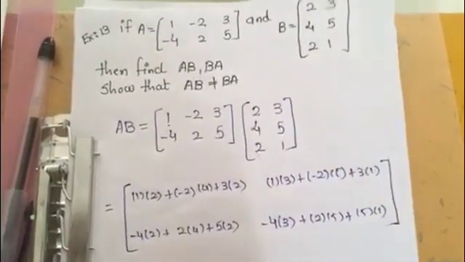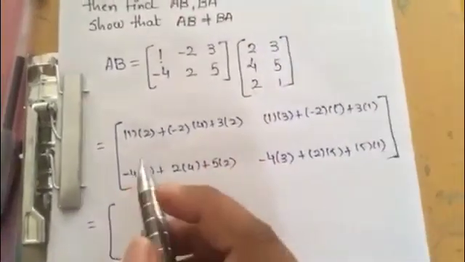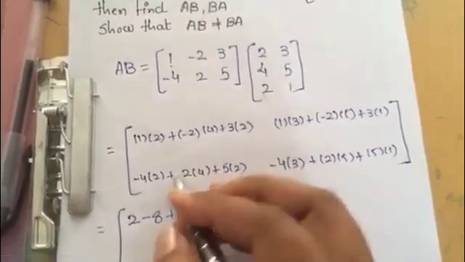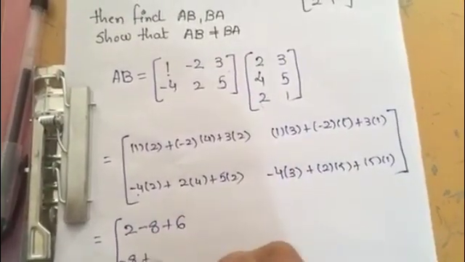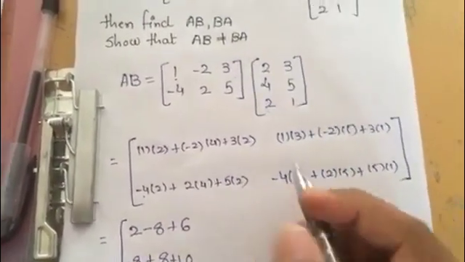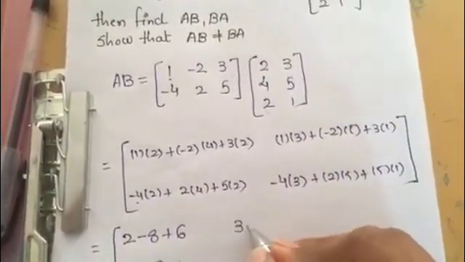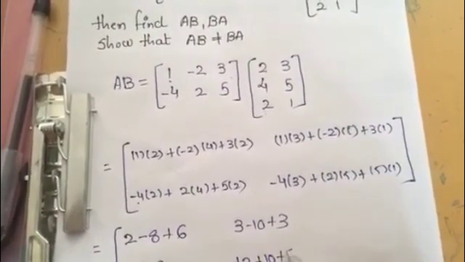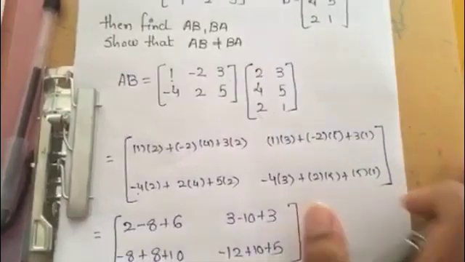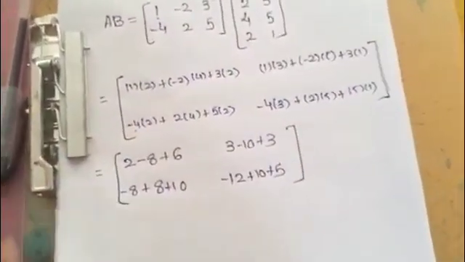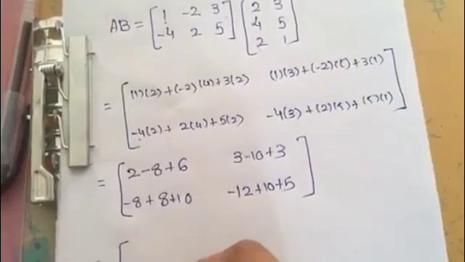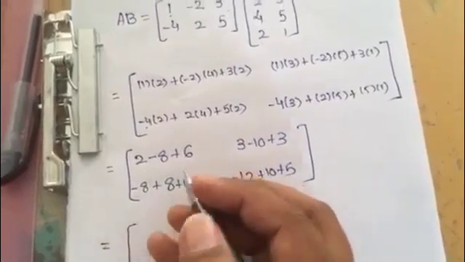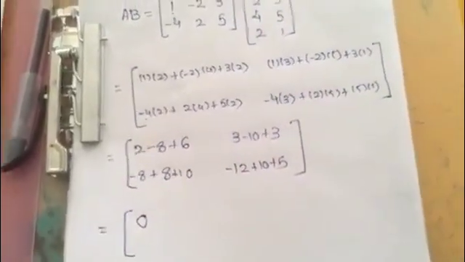Now let's find out the values. 2 ones are 2, minus 8 plus 6, minus 8 plus 8 plus 10, 3 minus 10 plus 3, minus 12 plus 10 plus 5. Now let's find the values. That is 2 minus 8 plus 6. 6 plus 2 is 8, 8 minus 8 is 0. So this value will be 0.